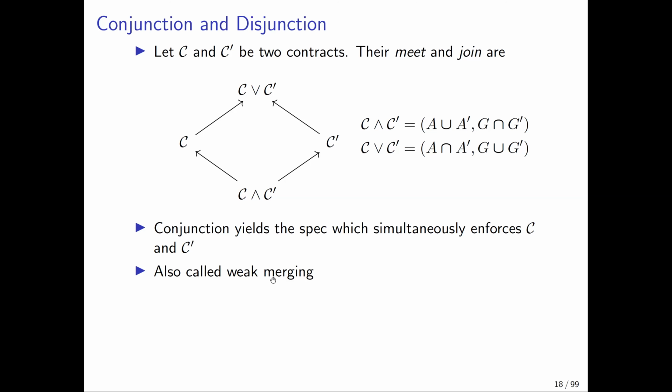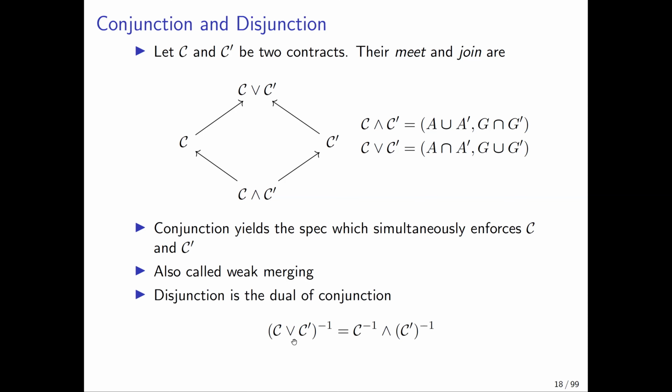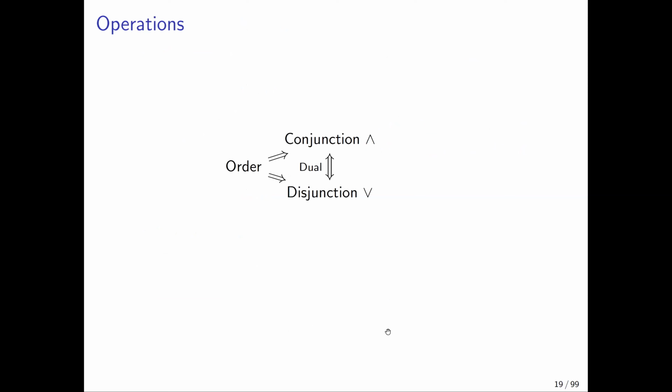Okay. So we already mentioned what conjunction is used for. Conjunction tends to go by the name of weak merging as well. We are going to contrast this with the notion of strong merging that will come in the next couple of slides. And this is the first appearance of this notion of duality that we were discussing earlier. Okay, so conjunction and disjunction are duals of each other. And we have this diagram that we are going to populate as we continue our discussion. So these were the two operations that are generated from order. Now we are going to talk about operations that are defined by axiom in the theory.